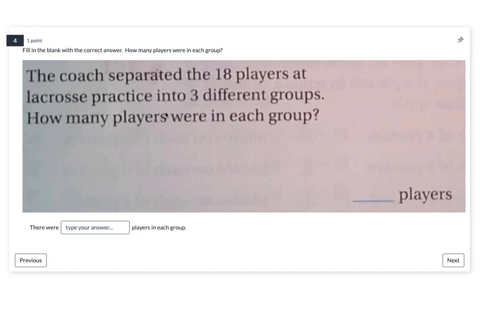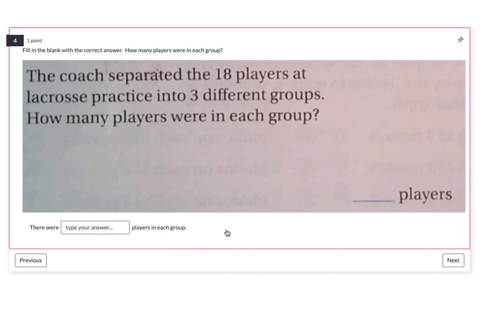Question 4. Fill in the blank with the correct answer. How many players were in each group? So the coach separated the 18 players at lacrosse practice into 3 different groups. How many players were in each group? There were, and you're going to type the number of players in each group. Don't type out the word for the number. Make sure you just use the numerals 0 through 9, okay? So how many players were in each group?